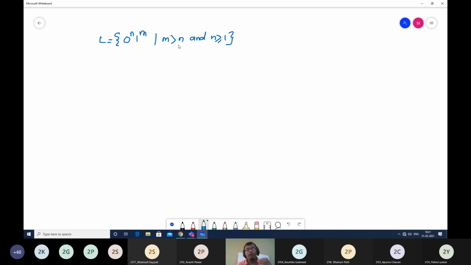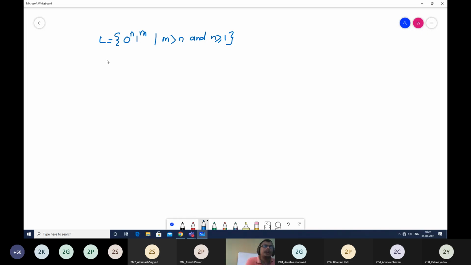Second, when my value of n is 2, what will be the minimum value for m? The minimum value for m will be 3 in that case. So again, m can be 3 or 4 or 5, because m should be maintained greater than n.